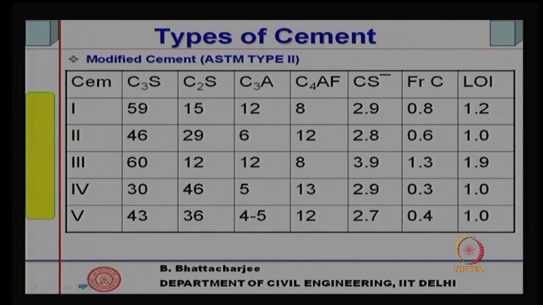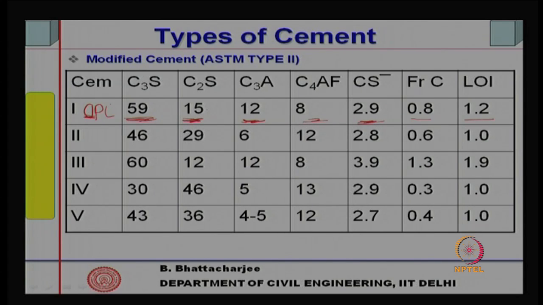Now, if you recall, say CEM 1, that is your type 1 cement, ASTM type 1 or OPC, had roughly around 59% of C3S, 15% of C2S, could be something of this order, 15, 20, 55, etc. This is one OPC, let us say, C3A 12, C4AF 8 and calcium sulphate 2.9, and free lime could be something like this, loss on ignition 1.2. So, this composition will satisfy OPC.